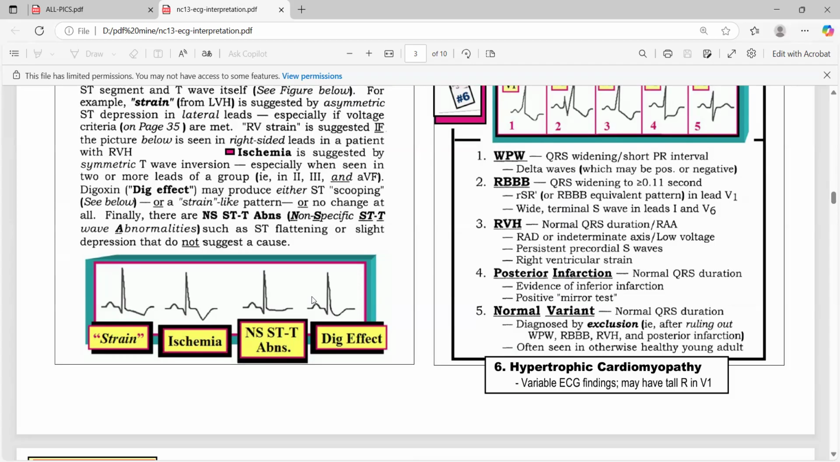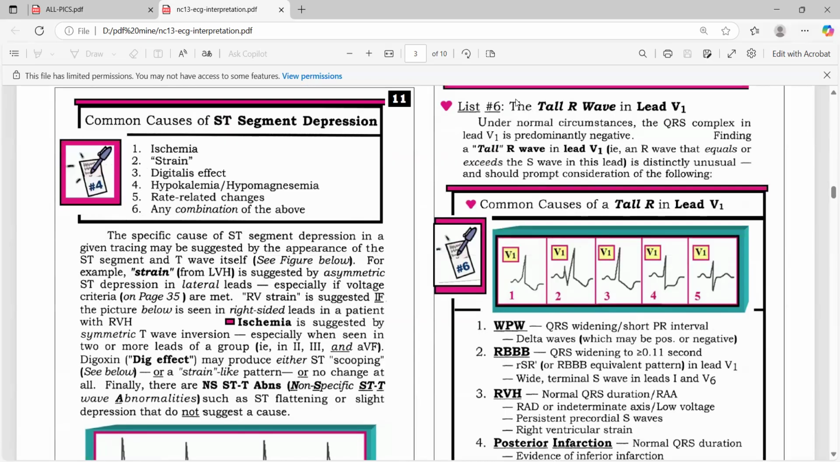So for your understanding, all you need to remember is this ischemia. If they give you a little bit of a strain, you can remember that, and then we know there is a T wave abnormality. The tall R wave in lead V1 can give you an idea about what's going on.